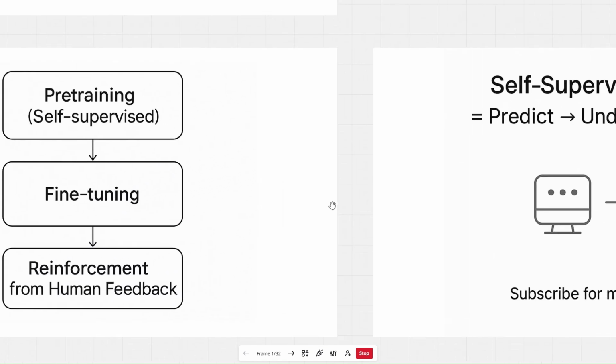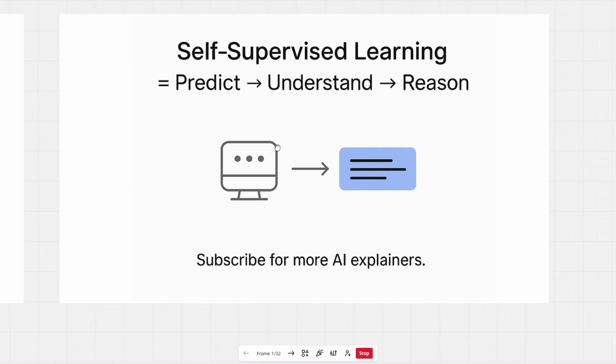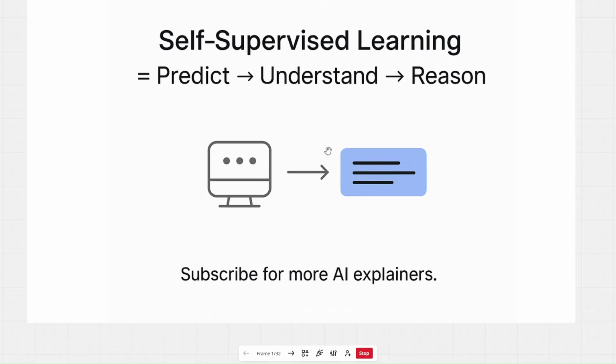So ChatGPT didn't teach itself everything, but it did learn language, reasoning and world knowledge from a simple prediction game. This concept of simple prediction is called self-supervised learning.